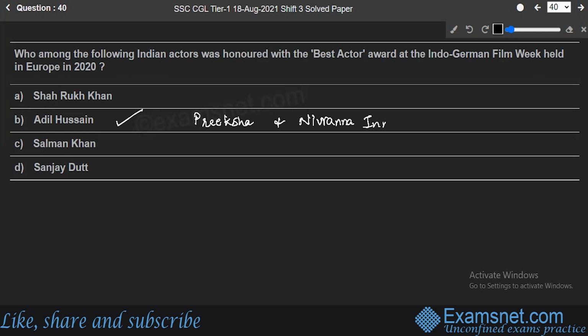Adil, who has worked in several critically acclaimed films, received the National Film Award at the 2017 National Film Awards for Hotel Salvation and Mukti Bhawan. Option B, Adil Hussain, is the correct answer to our question. Let's move to the next question.